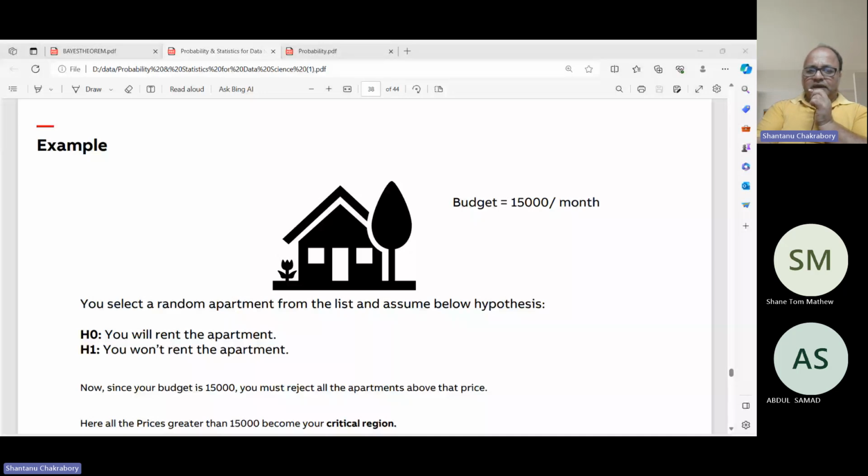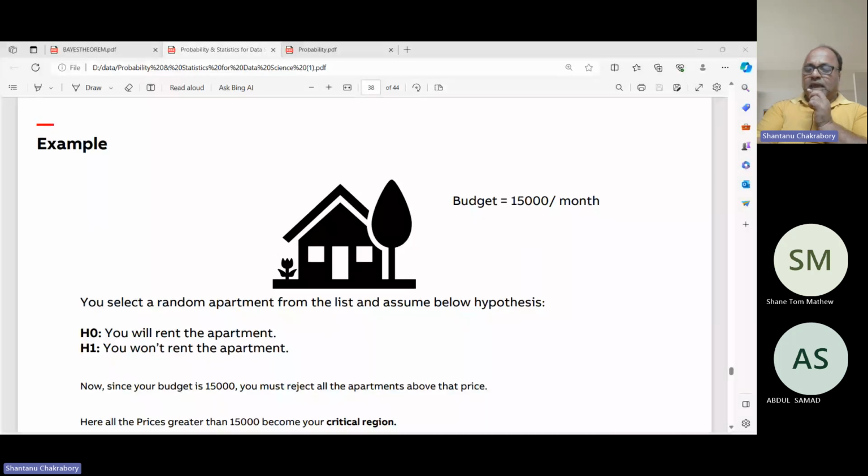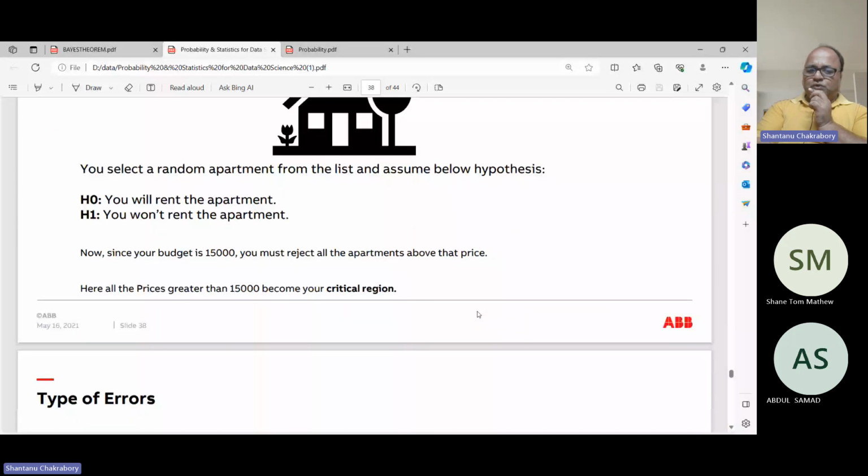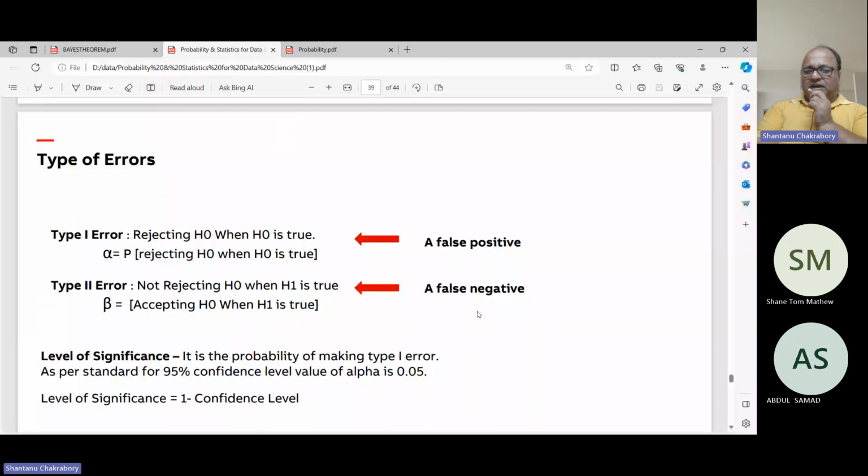So hypothesis testing plays a very important role as a part of your regression or your inferential statistics. So we have type 1 error and type 2 error. We reject the null hypothesis when the null hypothesis is actually true. That is type 1 error, that is alpha. And what is beta? Not rejecting the null hypothesis when the alternate is true. That is a false positive and a false negative. A false positive is rejecting a null hypothesis when the null hypothesis is true. A false negative is accepting the null hypothesis when the alternate hypothesis is true.